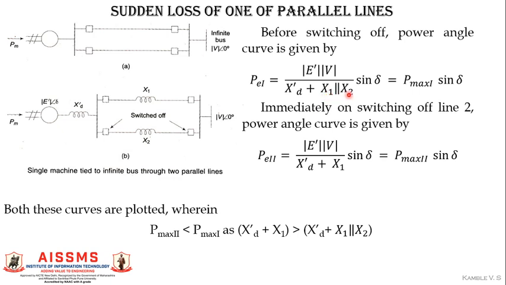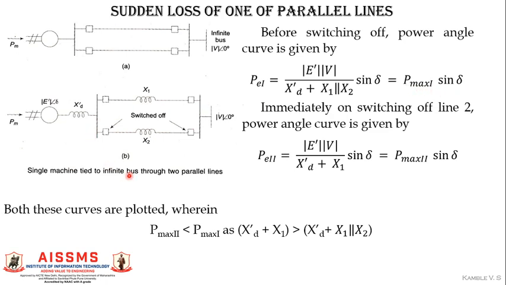So the total reactance from this point to this point will be X dash D plus parallel combination of these two, that is X1 parallel with X2, into sine delta. And this term, that is E dash V divided by X dash D plus X1 parallel X2, will be treated as P max 1. So your equation becomes P max 1 into sine delta.